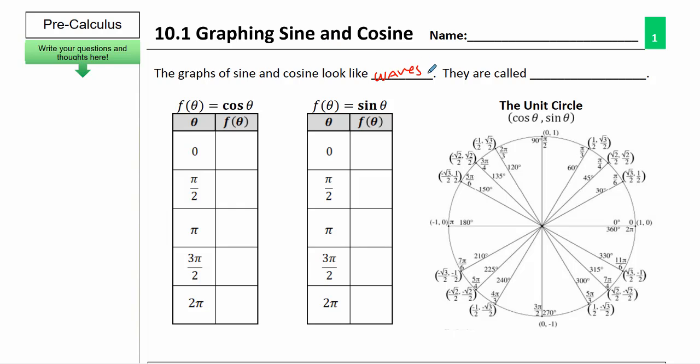So graphs of sine and cosine look like waves. They literally look like a wave, okay? And they are what we call sinusoids.